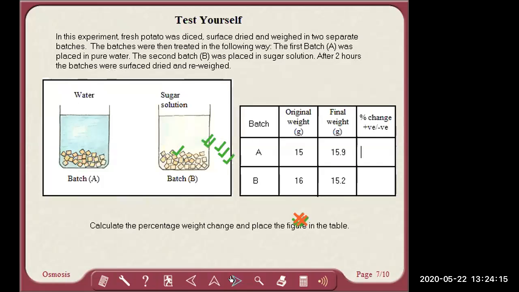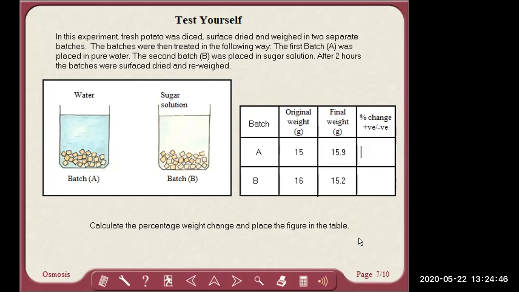In this experiment, fresh potato was diced, surface dried, and weighed in 2 separate batches. The batches were then treated in the following way. The first batch, A, was placed in pure water. The second batch, B, was placed in sugar solution. After 2 hours, the batches were surface dried and reweighed. Calculate the percentage weight change and place the figure in the table.